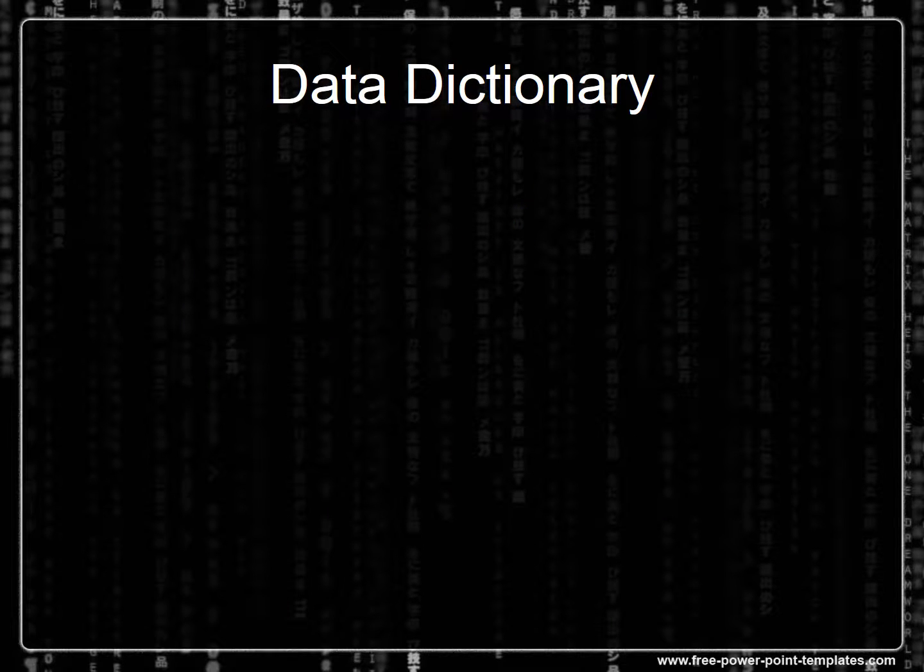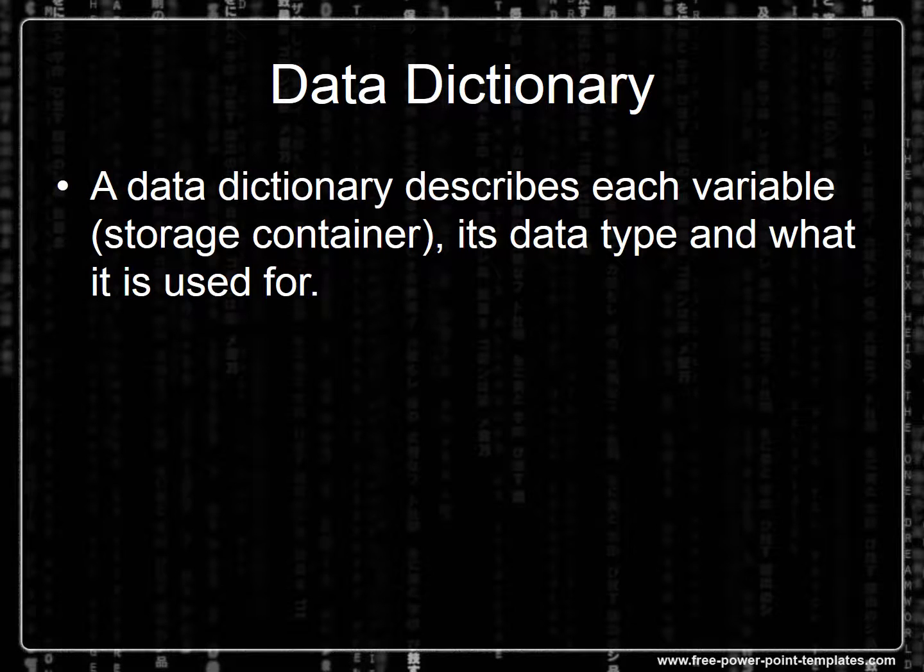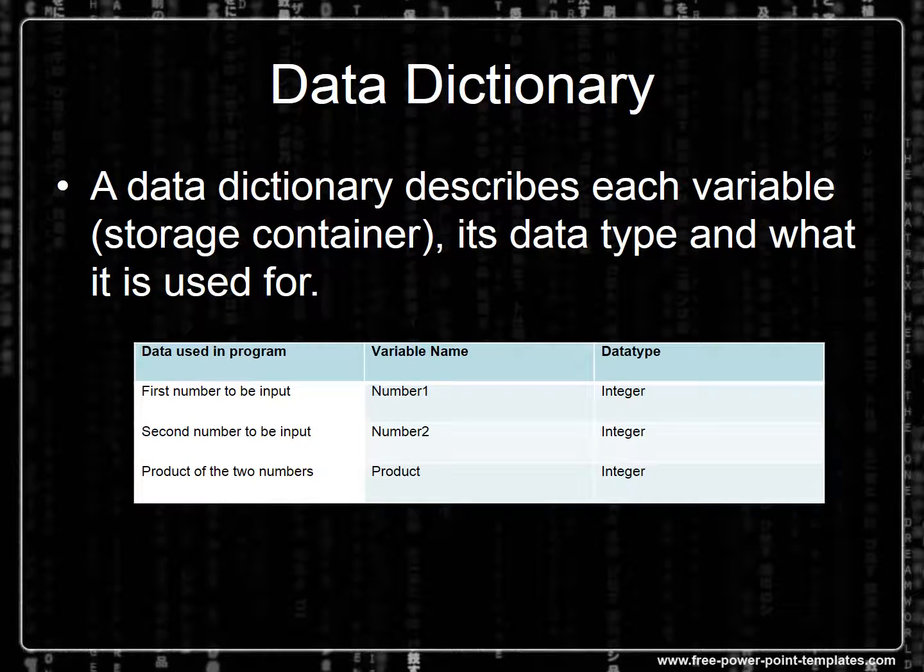A data dictionary. So what variables are we going to use in this program? And as we said before, it describes each variable and the storage container and its data type and what it's used for. So we have a look here.